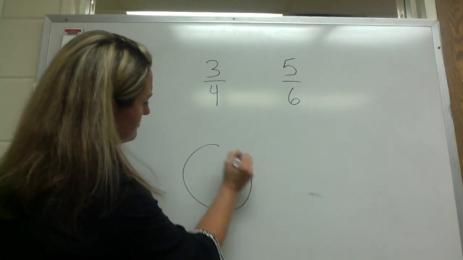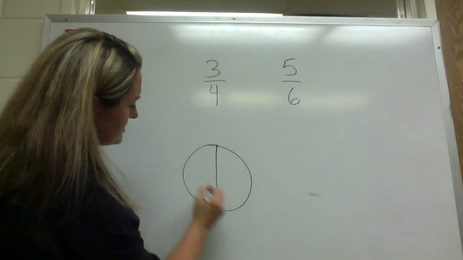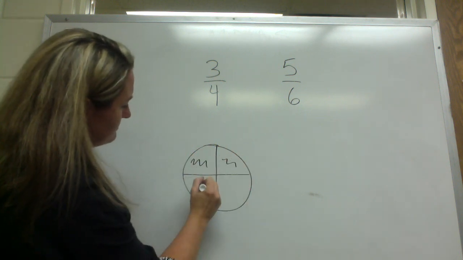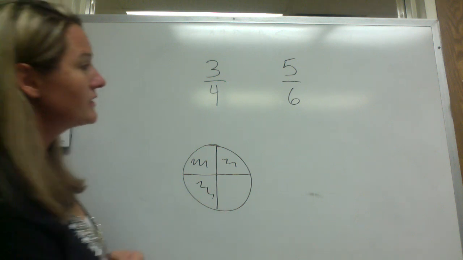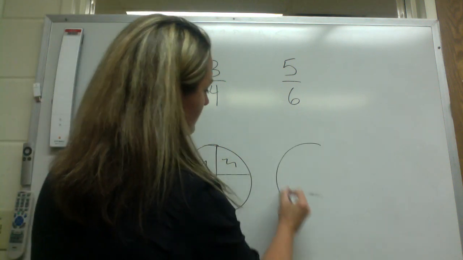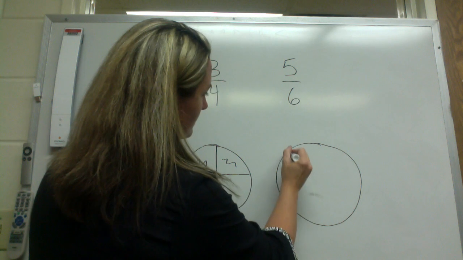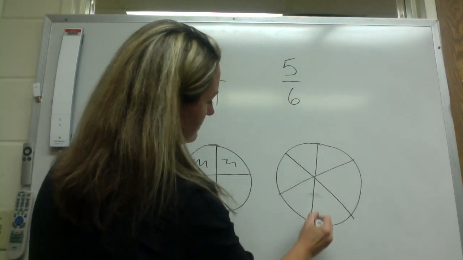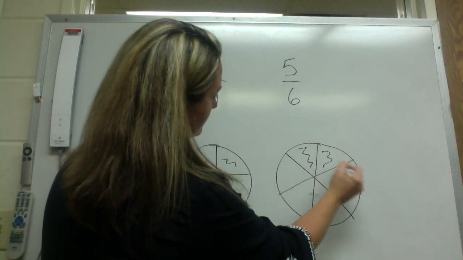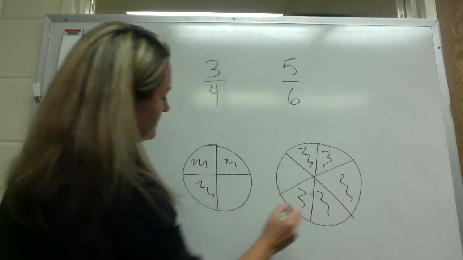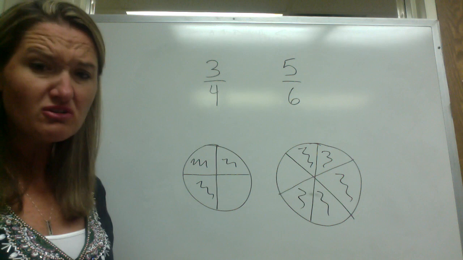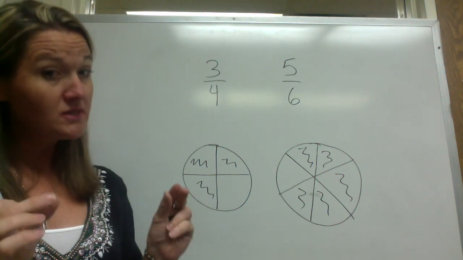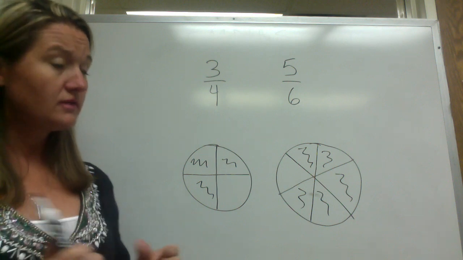Let's look. I'm going to draw a whole here. This one's got 4 pieces, and 3 of them are filled in. That's 3/4. I'm going to do the same thing over here. Got my whole here, and now I'm going to have 6 pieces, and 5 of them are filled in. Yes, there's 5 pieces there and 3 pieces there, but remember, the pieces aren't the same size. So we've got to get the pieces to be the same size before we really can compare them.